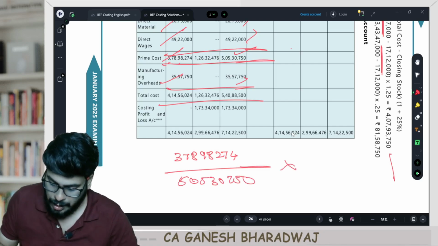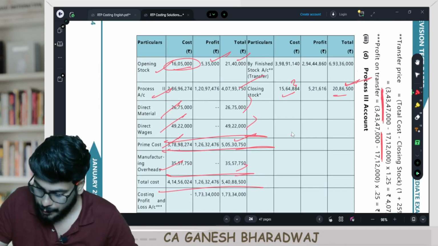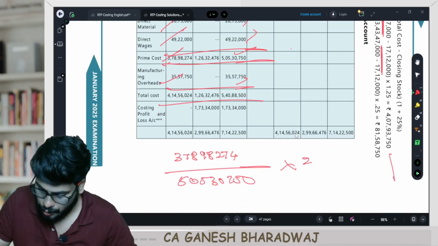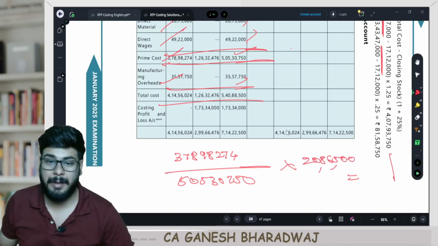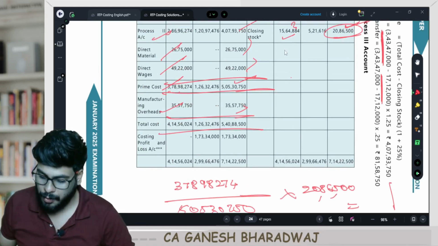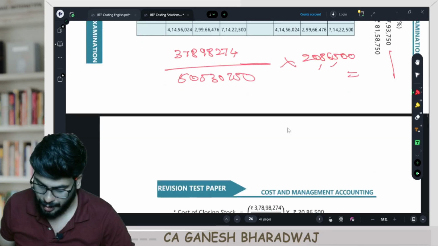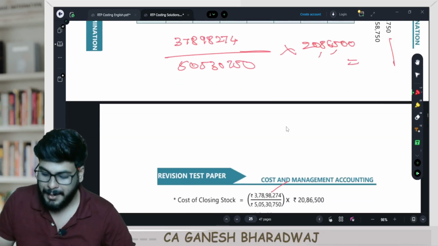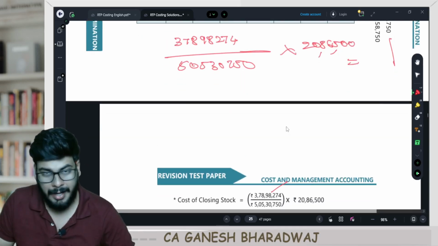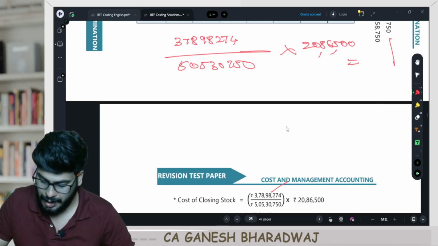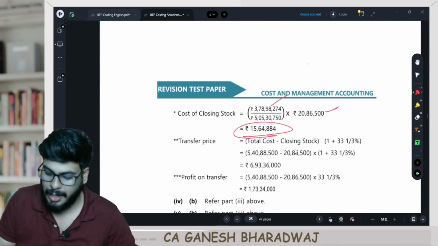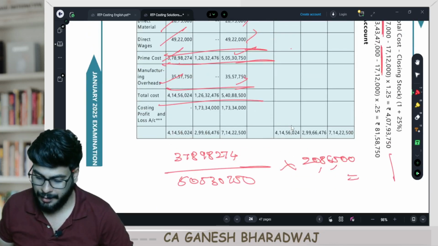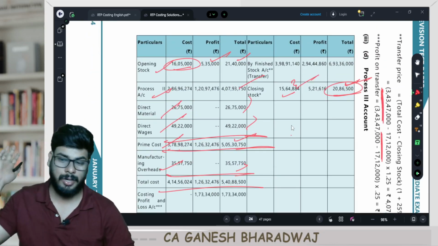505,30,750. Now, if the total value is 20,86,500, how much should be my cost corresponding to that? If you arrive at it, this is the calculation they have done. Look at this: 378,98,274 divided by 5 crore and 5,30,750 into 20,86,500. You arrive at the cost of the closing stock, which comes out to 15,64,884, right? This is what it is. Are you clear with this?